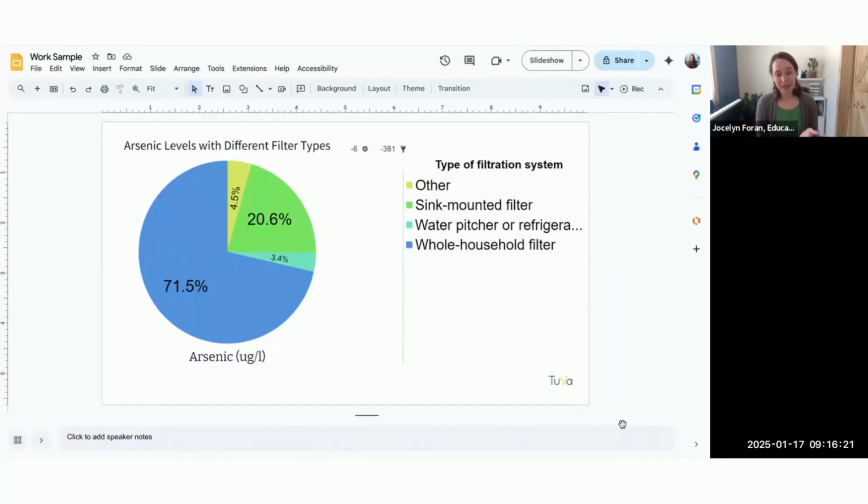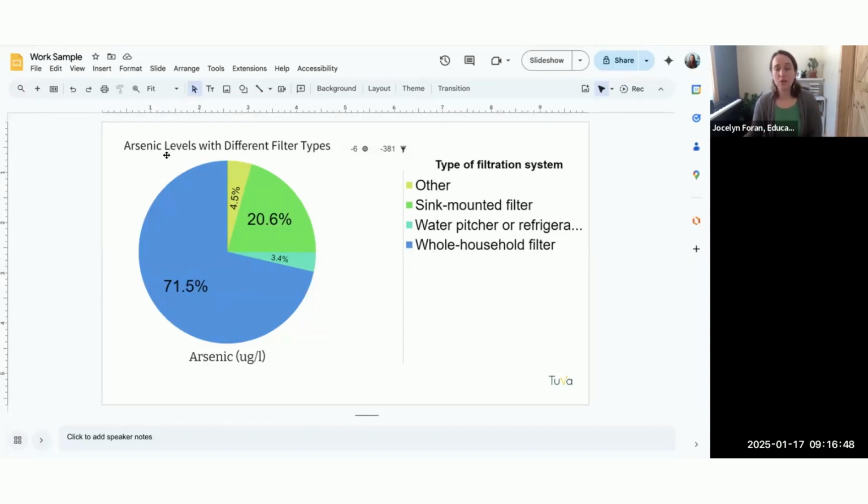So let me tell you a little bit about what I see when I look at this graph. I notice a few things. First of all, their title up here is super descriptive, very helpful and informative. From it, I can tell that the student is trying to tell a story about how these different filter types are related to the arsenic levels in the water, presumably to figure out if those filter types are effective.